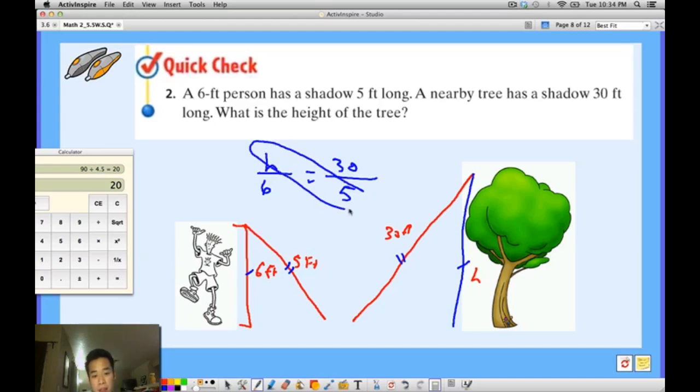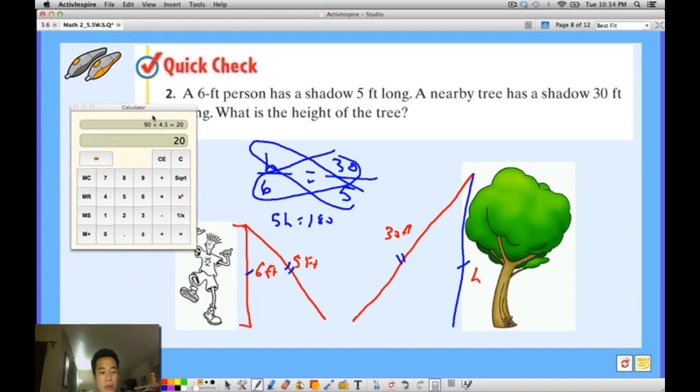simple cross multiplying. I know that 5 times h is 5h is equal to, I know that 6 times 3 is 18. With the zeros, 180. Make sure you use the calculator to check your work. I get 180 divided by 5 is equal to 36.